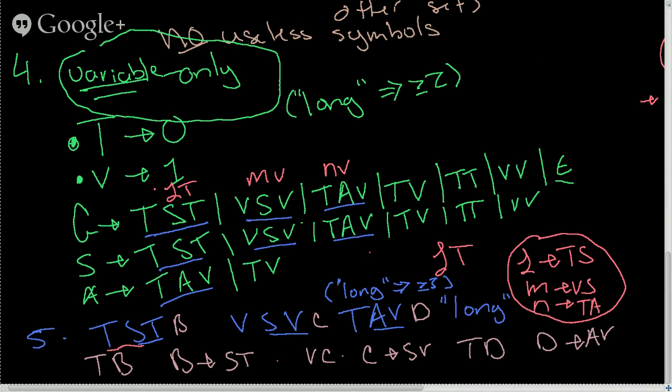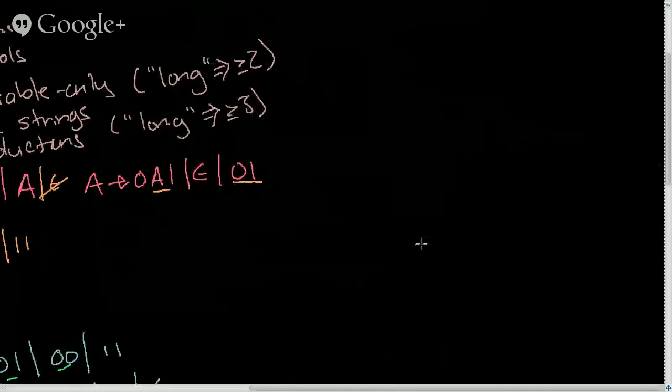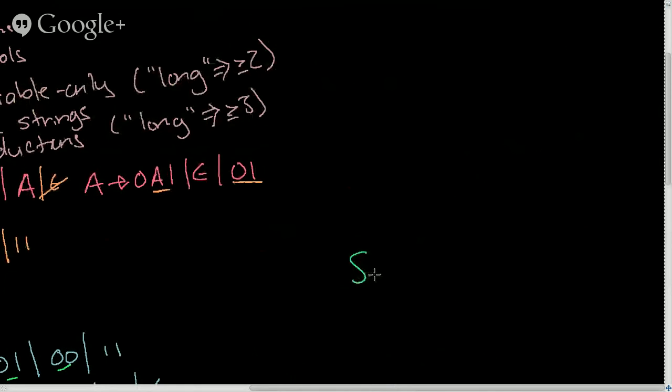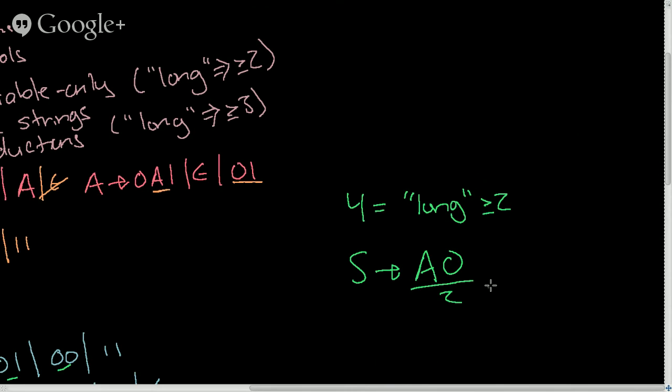In general, no, because so let me scroll up to a blank spot here. So if you have a rule in step 4, let's just say that you have S goes to A0. Remember in step 4 that long means greater than or equal to 2. So this is 2. So this is considered long. And we want to make this variable only. So 0 is not a variable. 0 is a symbol, a terminal symbol. And so we need to have a symbol for 0 in this step. So we can say T goes to 0 and S goes to AT. And that would be variable only.